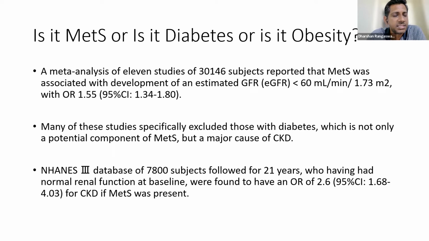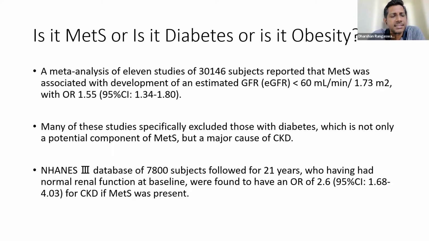In this meta-analysis, many of the studies specifically excluded those with diabetes. This was very important. This was a pure metabolic syndrome without diabetes. And it clearly proved that the odds ratio for developing CKD stage 3 was 1.55 in pure metabolic syndrome without diabetes. So this helped us to say that metabolic syndrome per se, without diabetes, contributed to new onset chronic kidney disease.